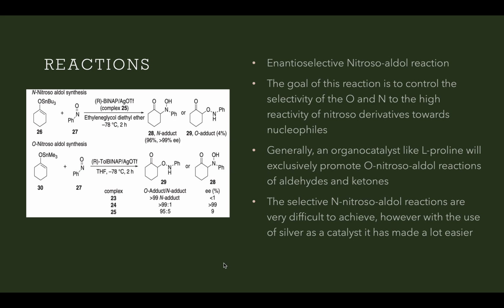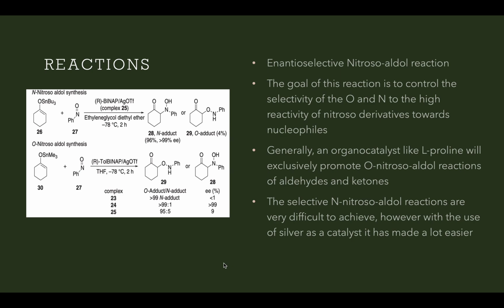But selective nitrogen-nitroso-aldol reactions are very difficult to achieve. However, the use of silver as a catalyst has made it a lot easier. It can selectively achieve the N-adduct in the nitroso-aldol reaction of tributyltin enolate with nitrosobenzene using 10 mol% of AgOTf and the R enantiomer of the BINAP system.